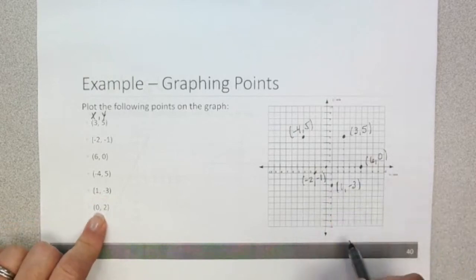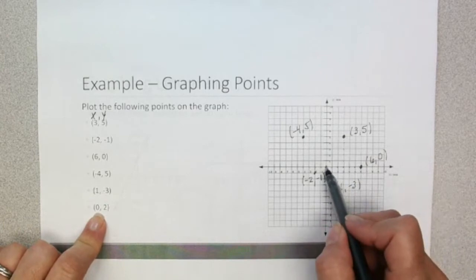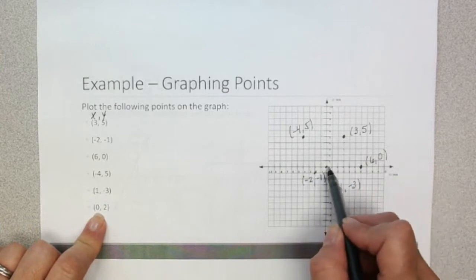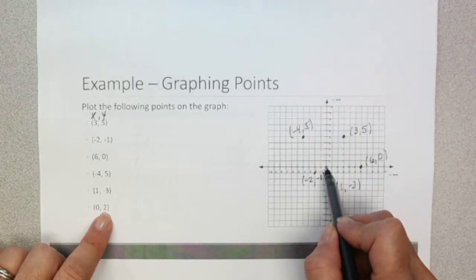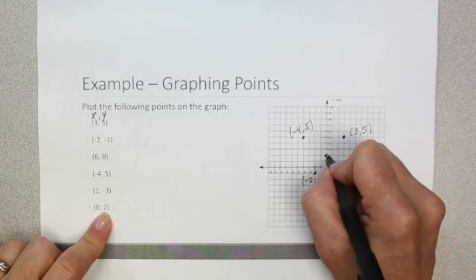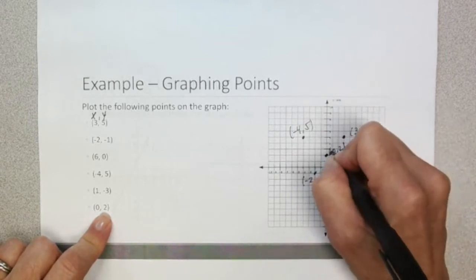And then lastly, 0, 2. Here our x-coordinate is 0. So we have no movement horizontally, right? There's no distance from the y-axis. We just stay right there for 0. But vertically, we need to go up 2. So right here, we have the coordinate 0, 2.